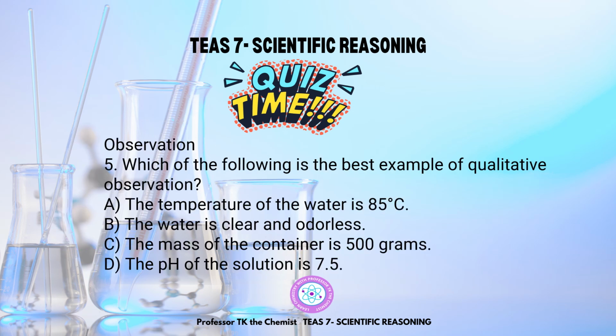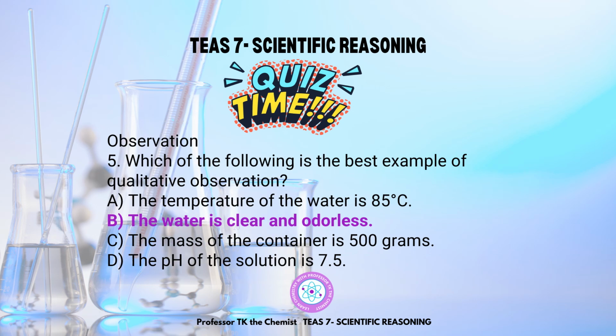And finally, our last question is an observation question. Which of the following is the best example of qualitative observations? A, the temperature of the water is 85 degrees Celsius. B, the water is clear and odorless. C, the mass of the container is 500 grams. Or D, the pH of the solution is 7.5.